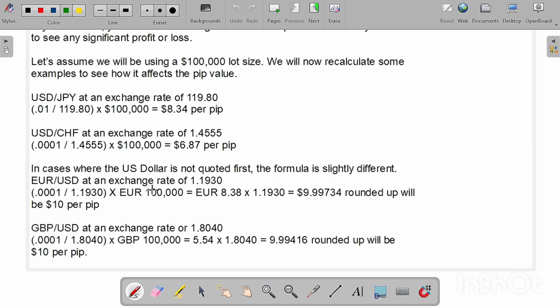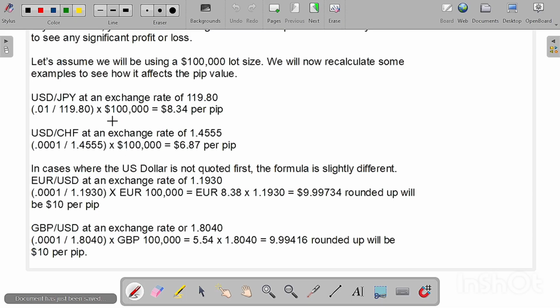It's very, very simple. So let's take another pair like GBP USD at an exchange rate of 1.8040. You take the 4 decimal places, you divide by the exchange rate, then you multiply by 100,000 to get 5.54. Then you multiply again by the exchange rate to get 9.99416. Then when you round up, you'll get $10. So if you can look, when the dollar is the quote currency, for all pairs, every pip costs $10.